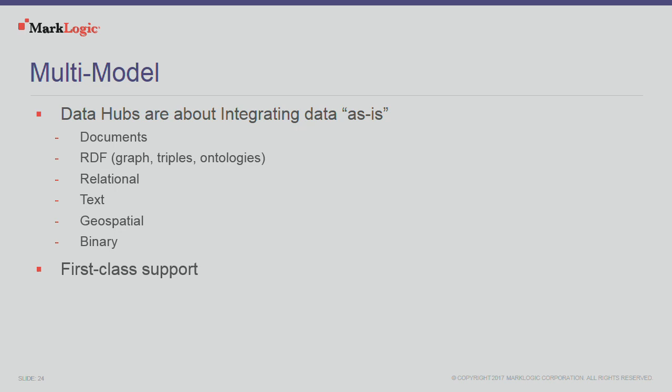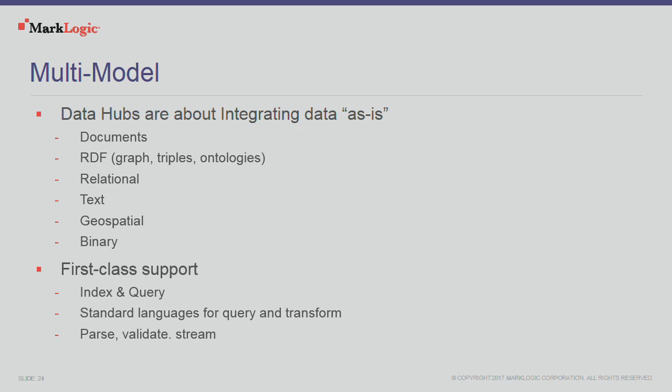Geospatial data, you have to account for the funny oval, sphere-like shape of the Earth to get accurate results. Binary data, if you're not streaming, you're probably not really handling binary as a first-class object. So all of these things are handled by MarkLogic, and that's one of the reasons that we focus on and do very well in the data integration space. So as I said, indexing it, querying it, using and supporting the standard languages that make all the models work. That's really the bar to set for whether something supports multi-model.